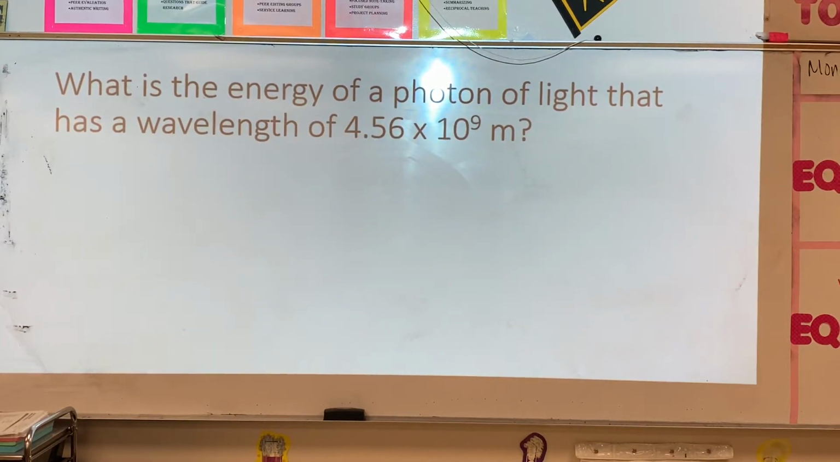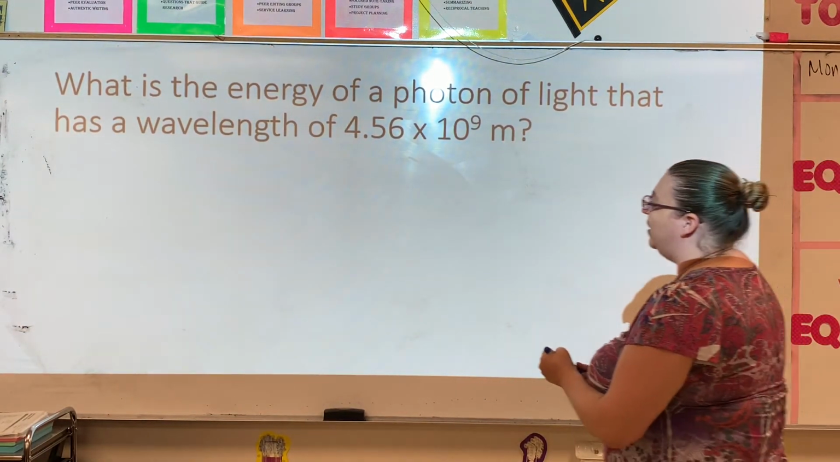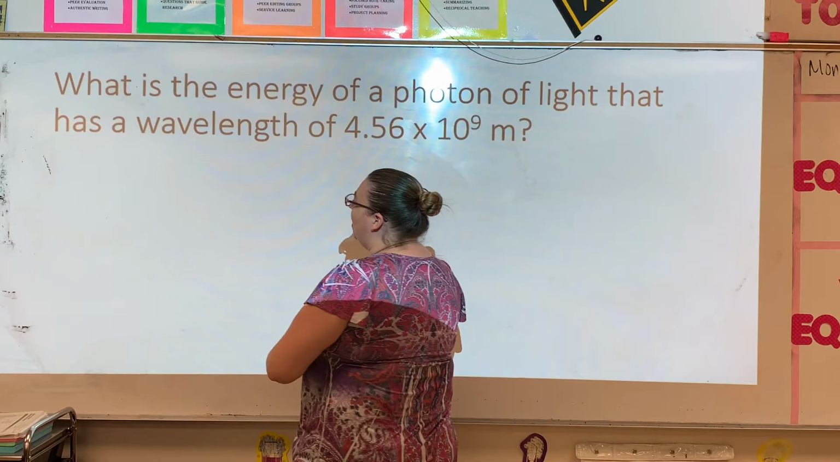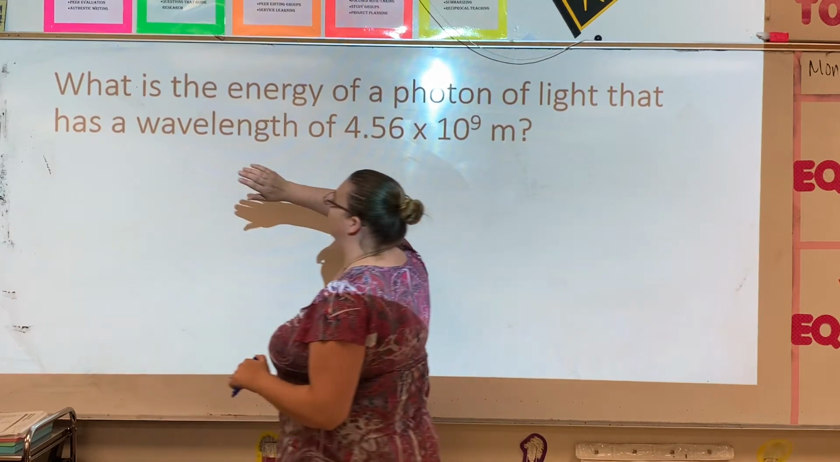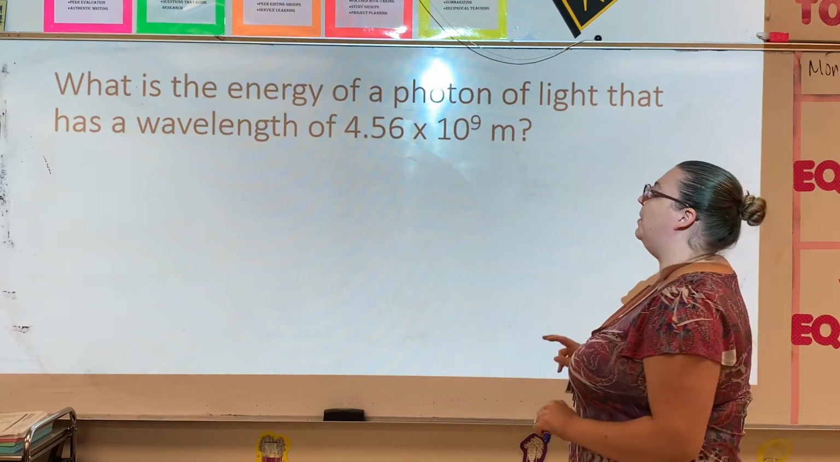Okay, folks. So today we are going to do sort of two-step calculations where we have to use our two equations kind of put together. So let's look at our problem and then let's figure out how we want to approach it. There's actually two ways to approach this. I'm going to show you both.